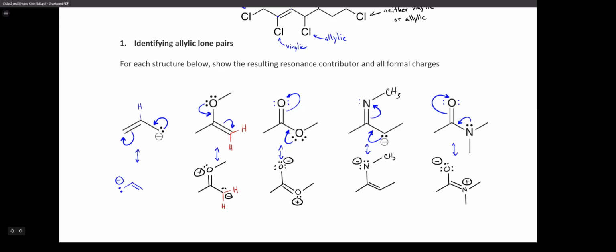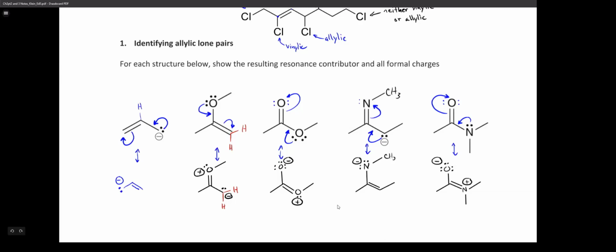You should virtually never have anything other than -1 or +1 on any of the common organic atoms. Sulfur, it's rare to see -2, but you will occasionally. Okay, so we all okay with those?